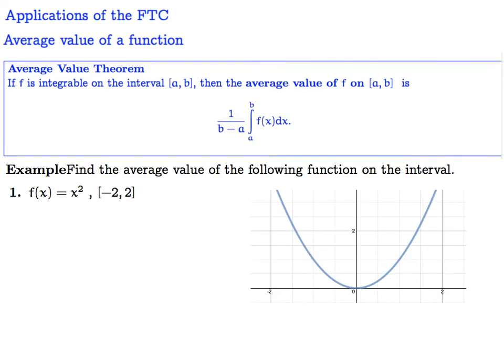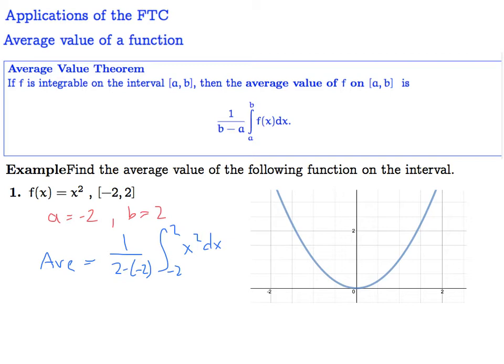So let's go ahead and try to compute the average value of the following function on the interval. Our function will be f of x equals x squared, and we're going to try to compute the average value from -2 to 2. And here we also have a picture. So by our formula, in our case a is going to be -2, b is going to be 2, and we've already got our function there. So our average value is going to be equal to 1 over 2 minus -2 times the integral from -2 to 2 of x squared dx.